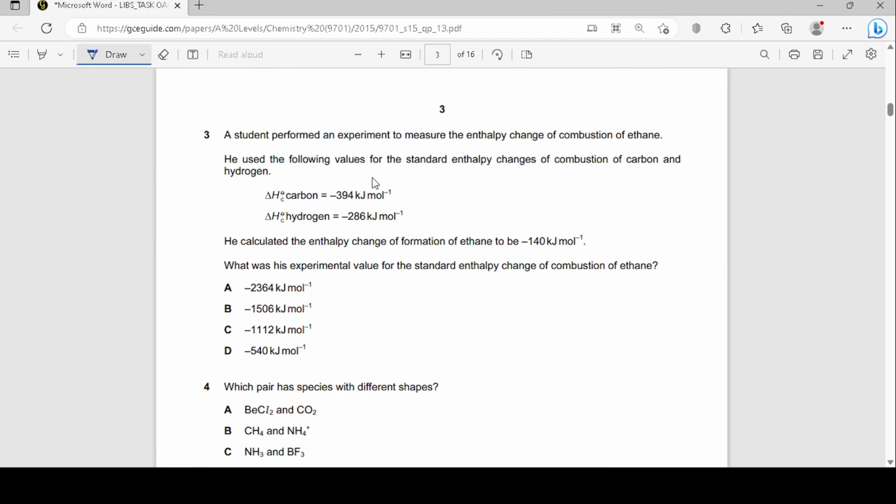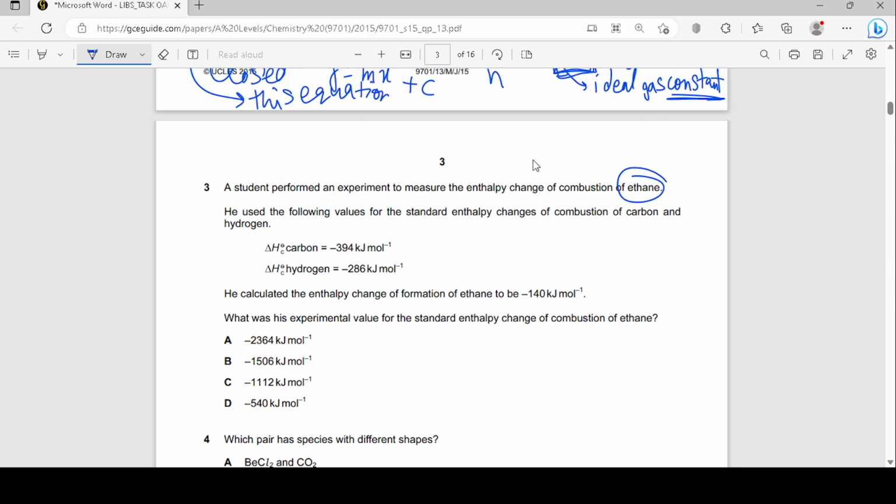Question number 3. A student performed an experiment to measure the enthalpy change of combustion of ethane. So, what is ethane? It's just this compound: CH3, CH3.